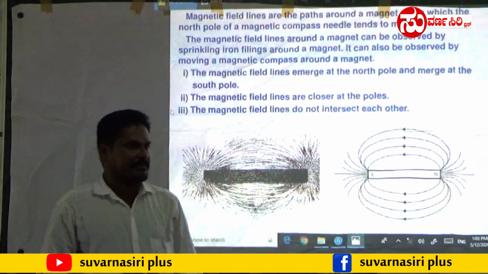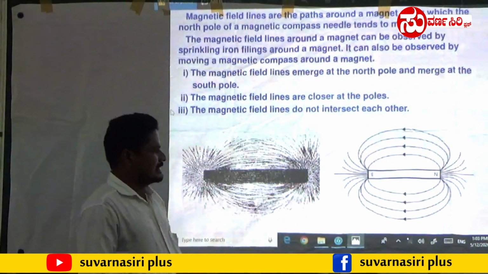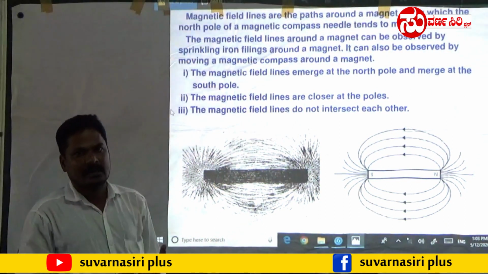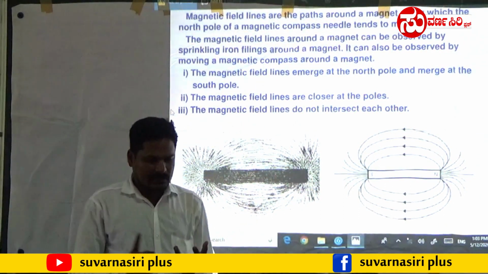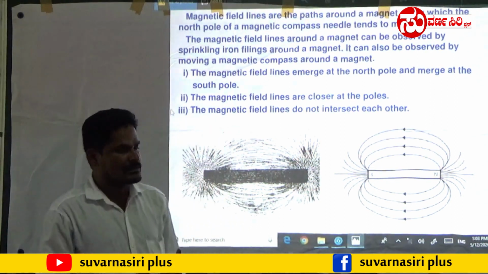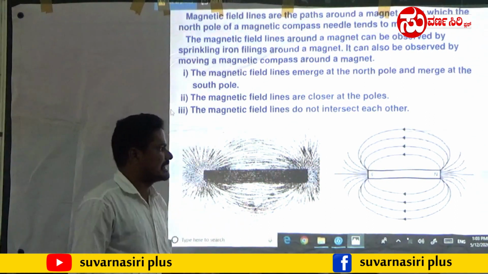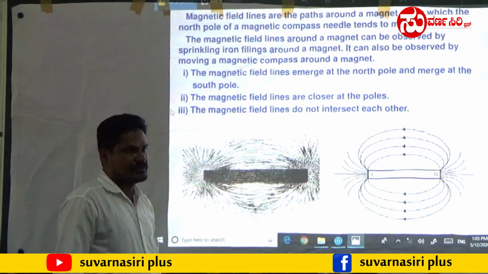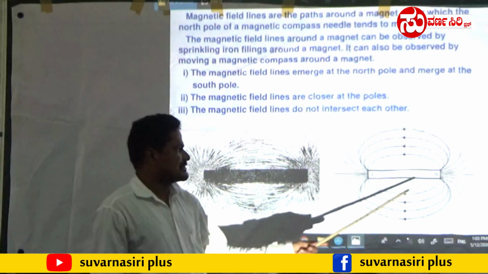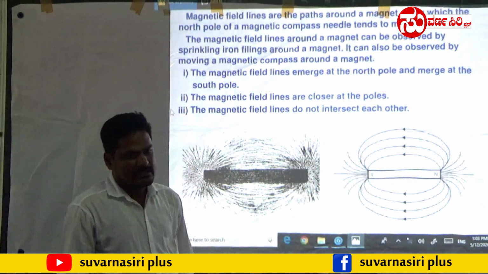Okay, dear students. So first of all, we should learn about the magnet. We get different types of magnets: bar magnet, horseshoe magnet, and magnetic needle. So these are different kinds of magnets we get. Here we will use a bar magnet. Every magnet should contain two poles, one north pole and another one south pole.